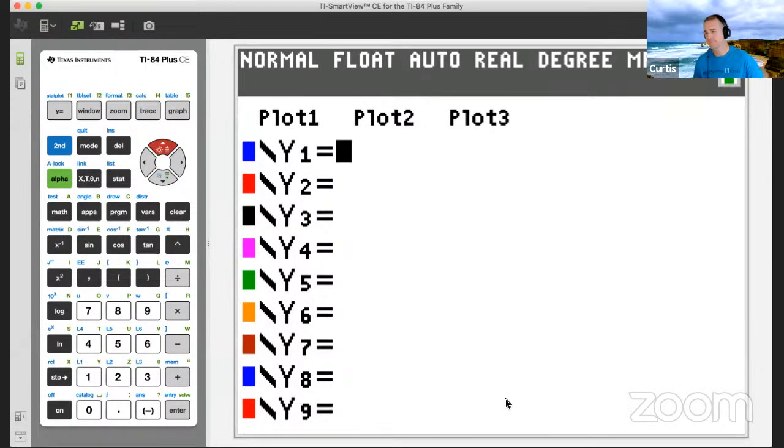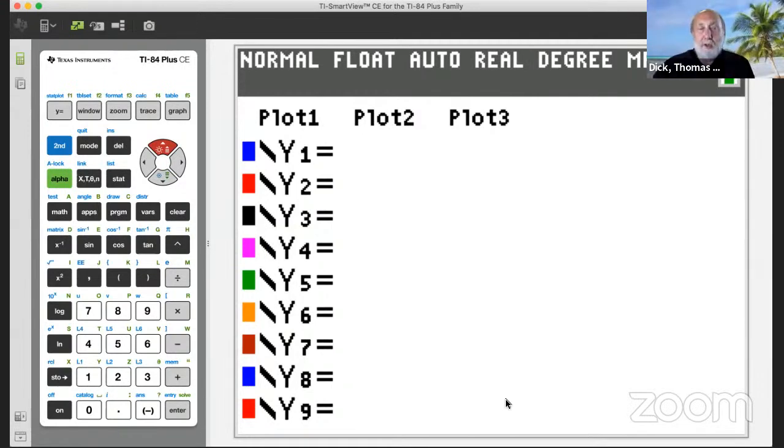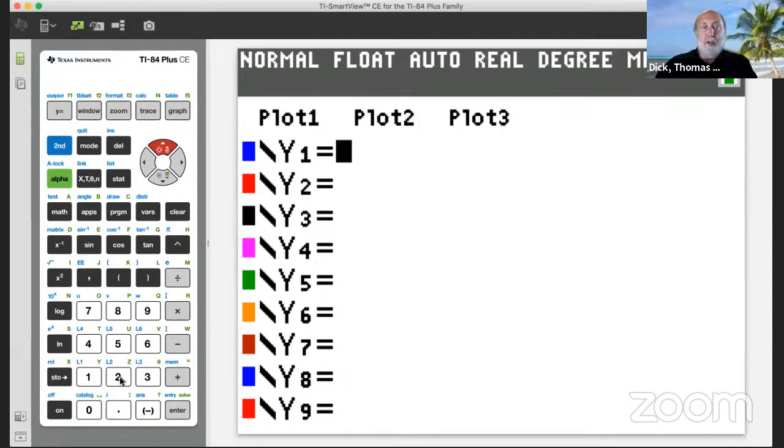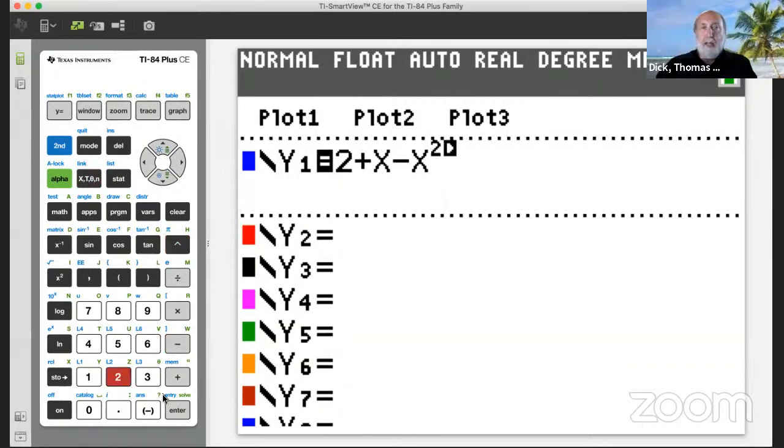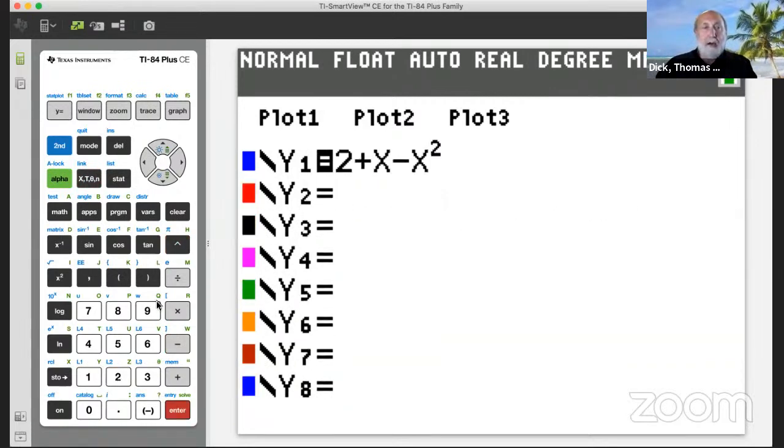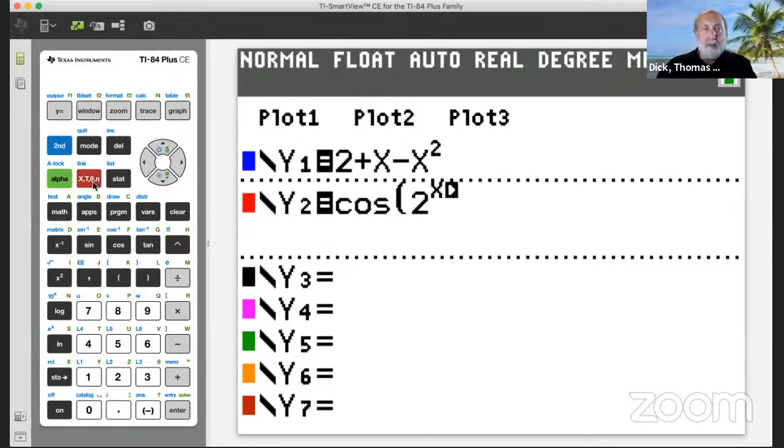Okay, so here I'm on my y equals menu, and I'm going to go ahead and enter those formulas for those two functions we were given. I think it was 2 plus x minus x squared was that parabola. And now the other one, I think it was just cosine of 2 raised to the x power. If my memory serves me correctly, I got those in there right. And now I'm going to go ahead and graph those.